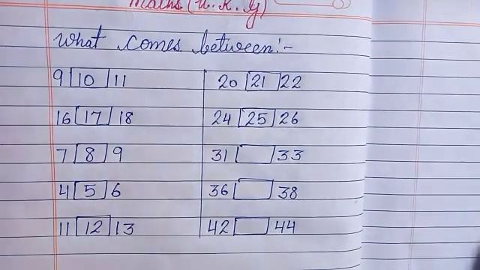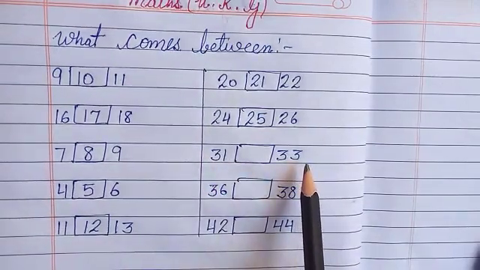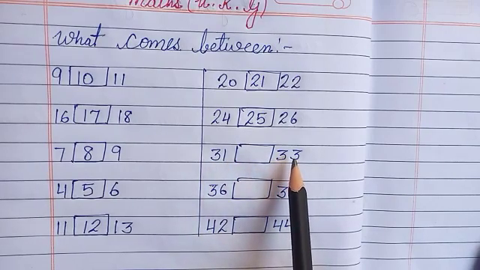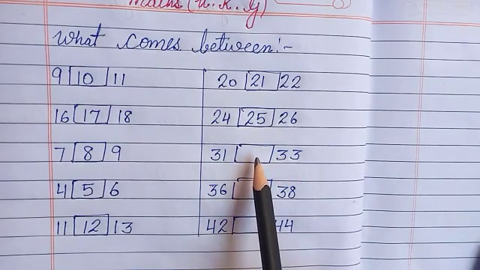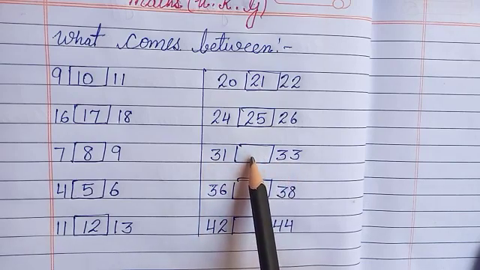Now I am going to solve the next question. Here are 31 and 33. Which number will come between 31 and 33? 32 comes between 31 and 33. You write here 32.